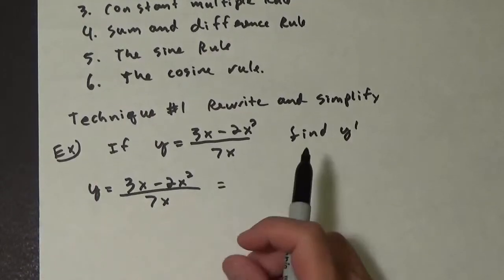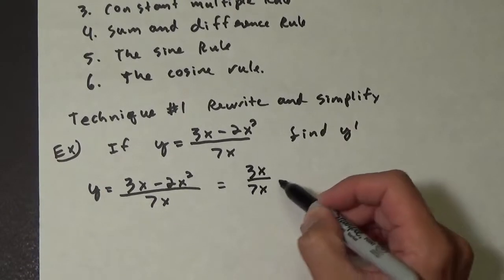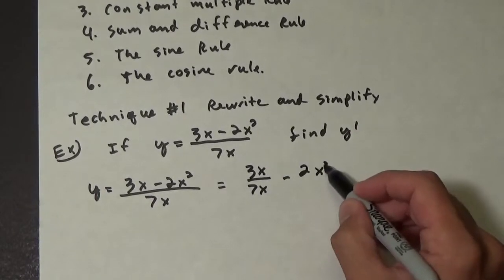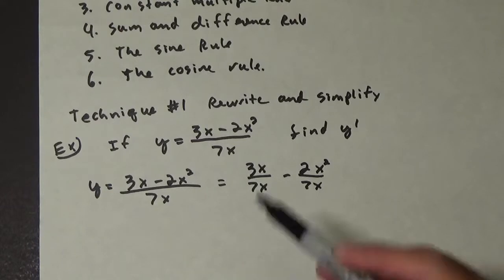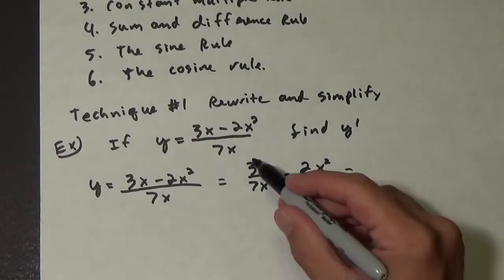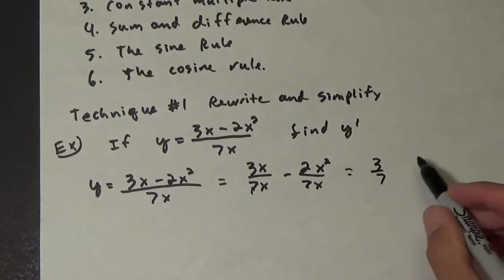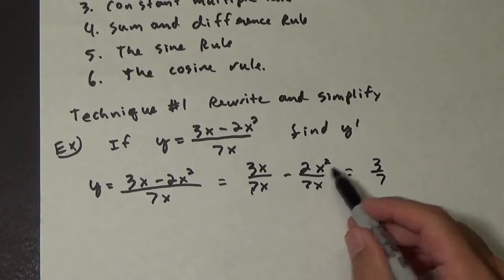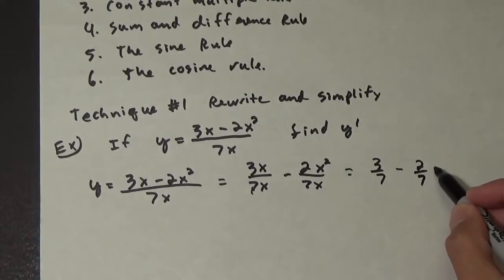The first thing we're going to do is split this into two fractions. So we're going to have 3x over 7x minus 2x squared over 7x. You can split things into two fractions, that's okay, as long as you keep the common denominator. And then we can simplify things. 3x over 7x just becomes 3 over 7. And a negative 2x squared over 7x, well, one of the x's cancels out, so we get 2 over 7 times x.